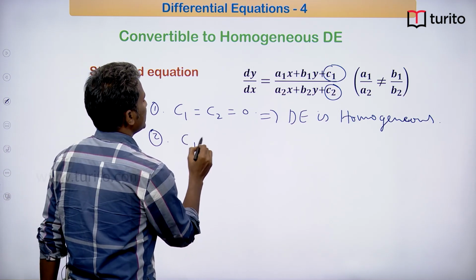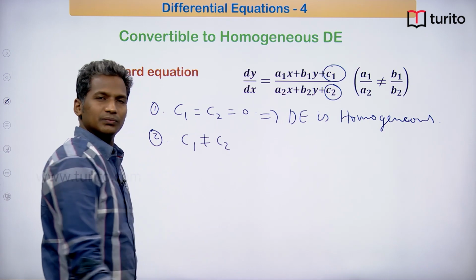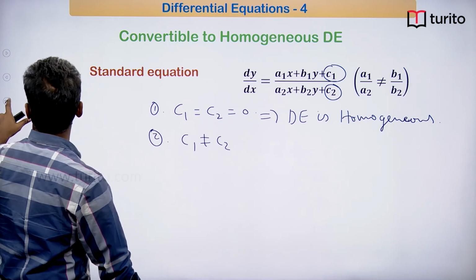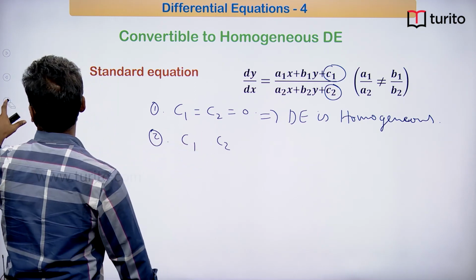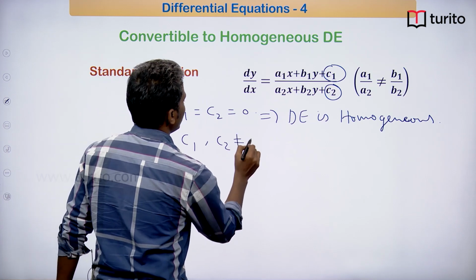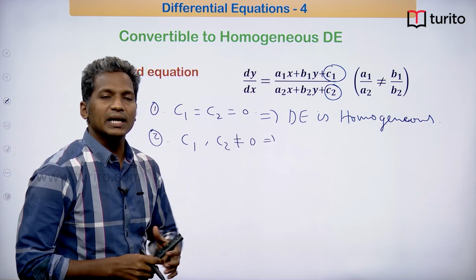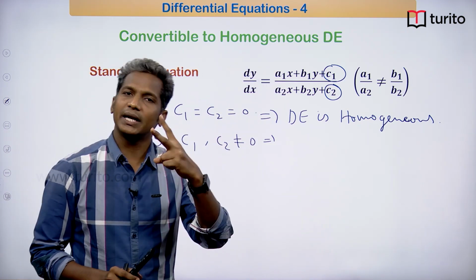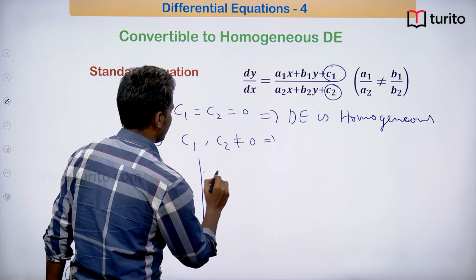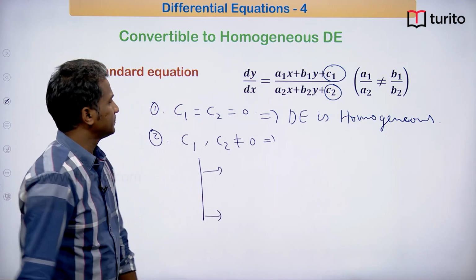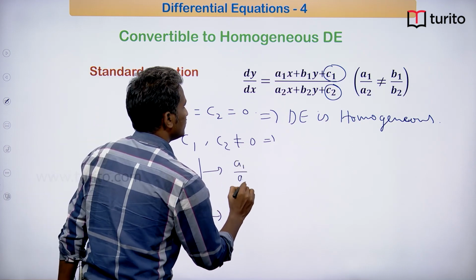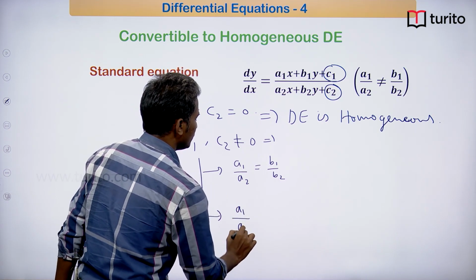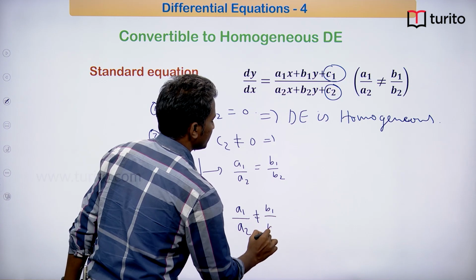But when C1 and C2 are not exactly 0, so, I will put a comma here. So, when they are not 0, our right hand side is not a homogeneous expression. Then what to do? Then we will get two different cases. One case is A1 by A2 is equal to B1 by B2, and the other case is A1 by A2 is not equal to B1 by B2.